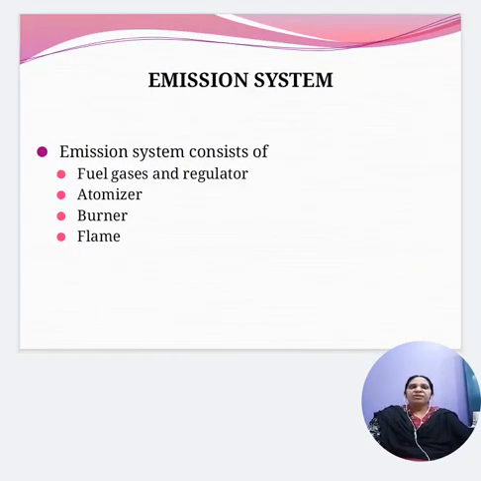Coming to the emission system. The emission system consists of fuel gases and regulators. Fuel gases are the gases used for burning. Your sample must be burned to produce the flame. We have pressure regulators, and then the second part of the emission system is your atomizer. Then we have the burner and the flame.